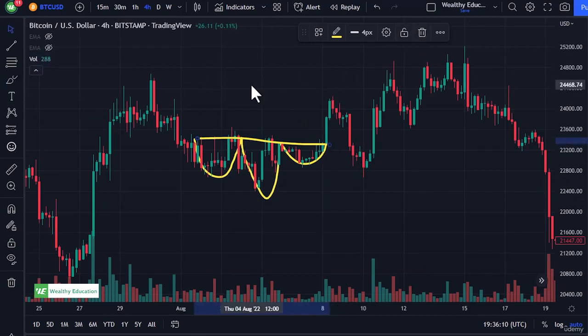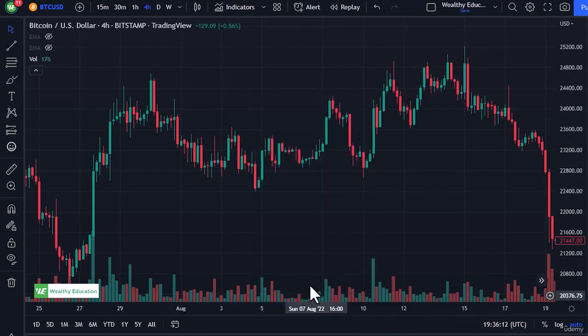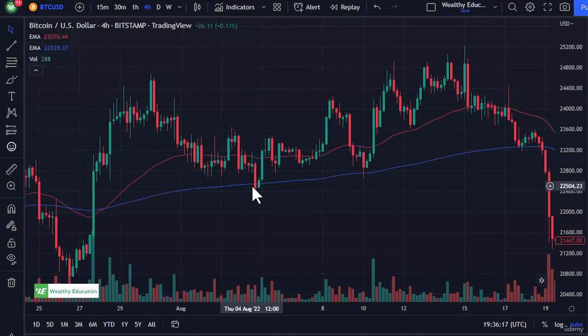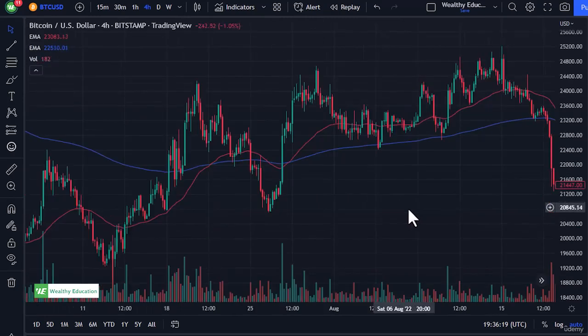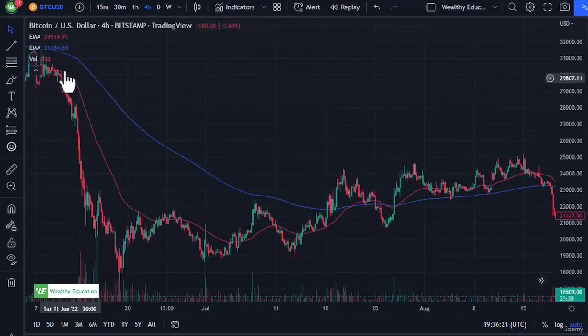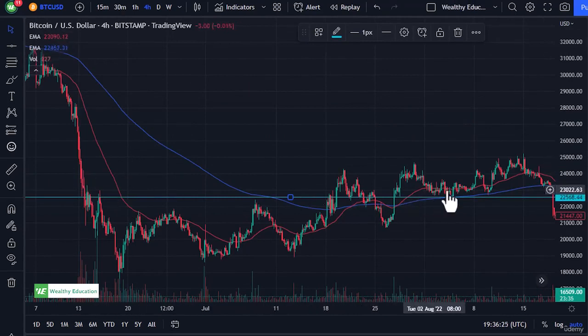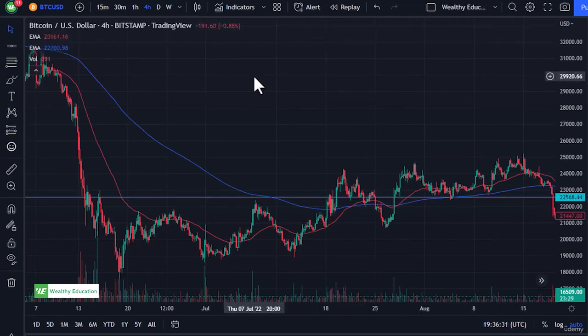Let me go ahead and get rid of my drawings here. You put your moving averages on, you can see we were right there at the 200, the 50-day EMA spread out. Another thing that might be worth bringing into the conversation, there was support there based upon previous resistance at basically 22,500.